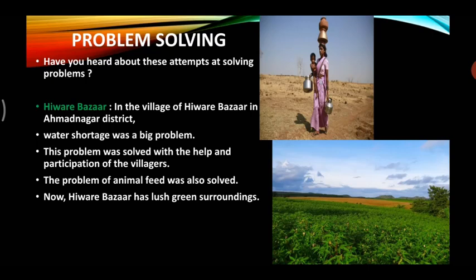Now if you see Hiware Bazaar in the second picture, Hiware Bazaar has lush green surroundings everywhere. Around it, it is all greenery you can see. And now the animals can also get plenty to eat. They can eat the grass. So the villagers alone solved the problem. They did not go to any court. So what did they do? They solved their problem among themselves.